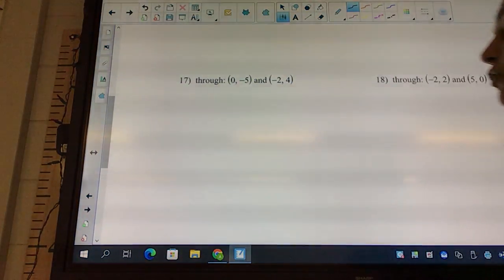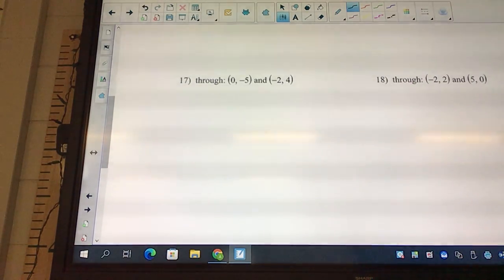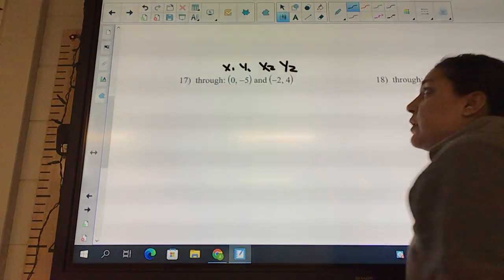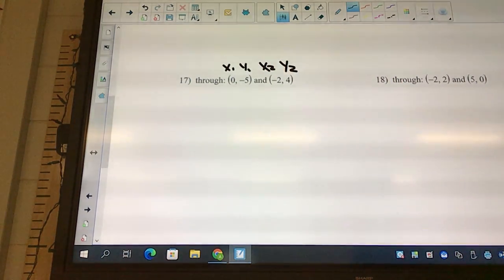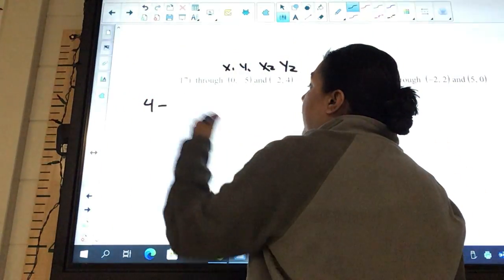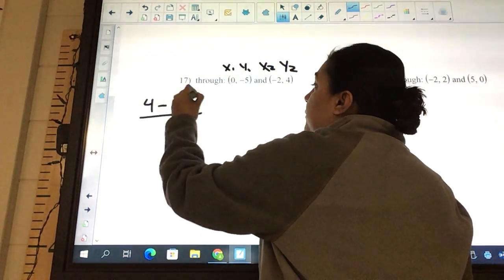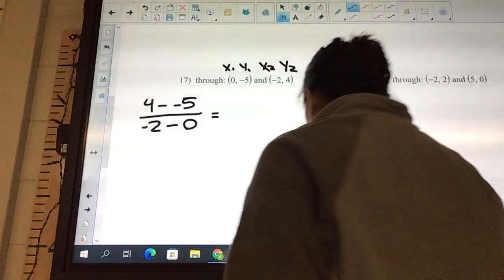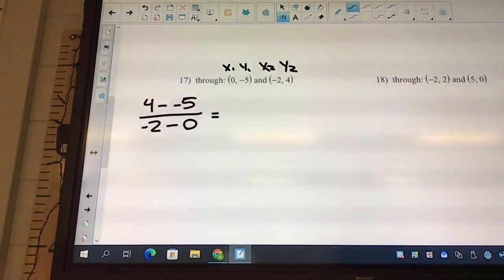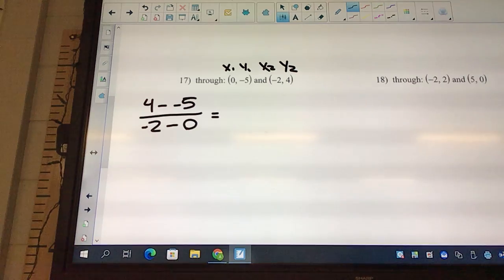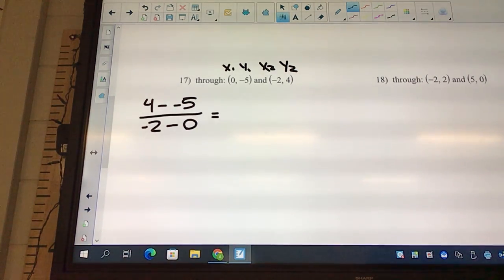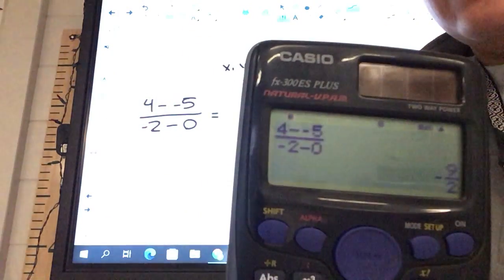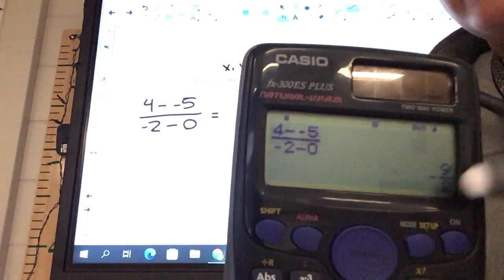Number 17, we have 2 points. Think about what formula uses 2 points. You label, that's the first thing always. Well, what formula uses that? Our slope formula. So we say y2 is 4 minus y1 is negative 5, over x2 is negative 2 minus x1 is 0. We're finding our slope. So you're going to say 4 minus negative 5 over negative 2 minus 0. I typed it in just like it says up there, and for your slope, you should get negative 9 over 2.